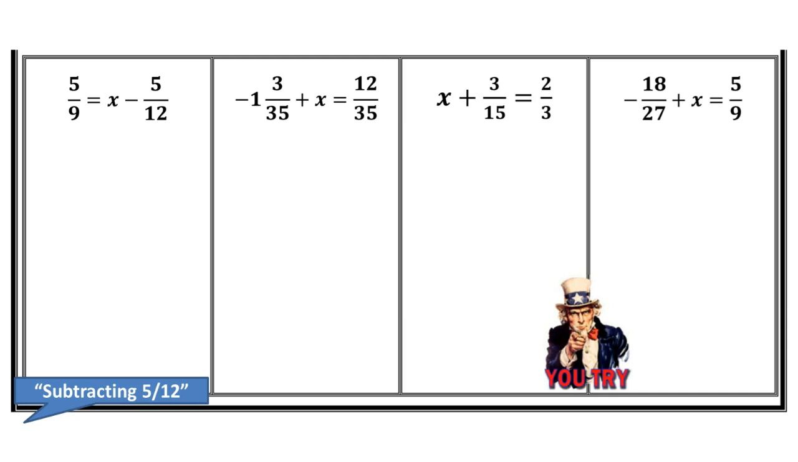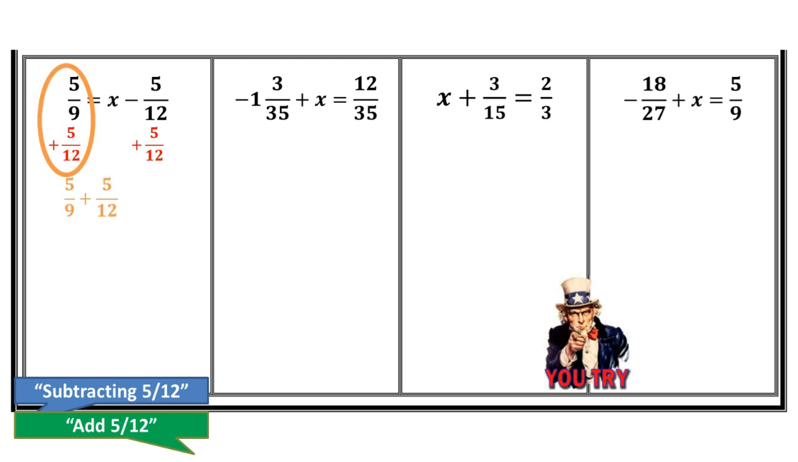Be careful of those common errors. The 5/9 is not on the same side as the variable. It's not affecting the variable. So to undo subtraction of 5/12, I need to add 5/12. I'll do it to both sides. Negative 5/12 plus positive 5/12 on the right side is going to give me just x when I evaluate.